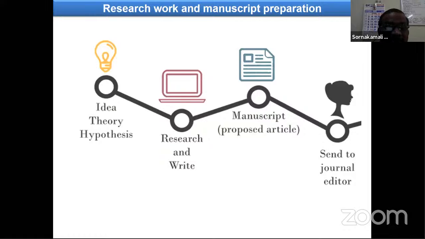First, we have to conceive a novel idea or conceptualize your novel idea, then form a strong hypothesis. Then the hypothesis must be supported by a well-designed experiment. Then you have to collect reproducible data. Then those data can be written in a manuscript. Then it can be sent to the journal. This is the general outline of how to prepare a manuscript.